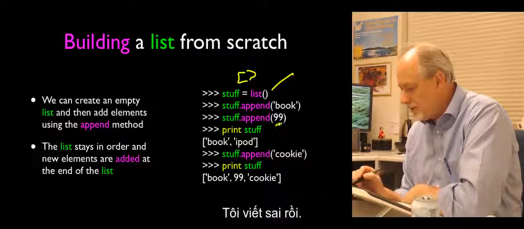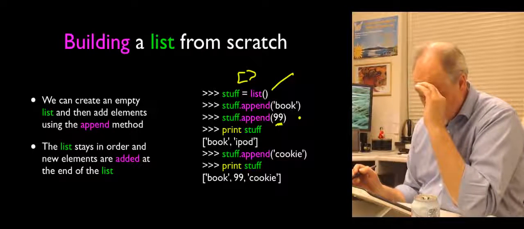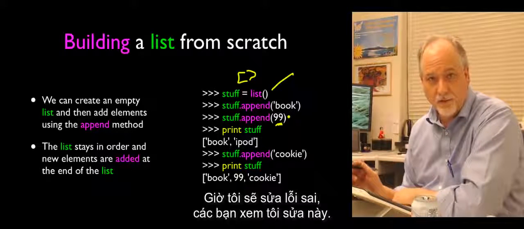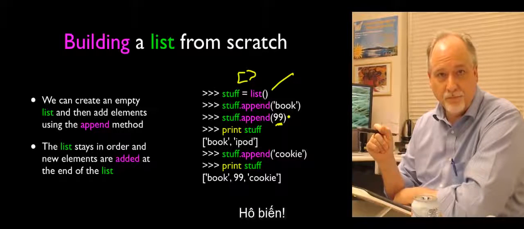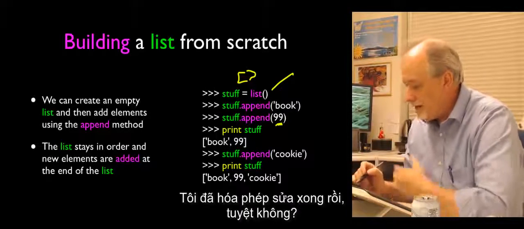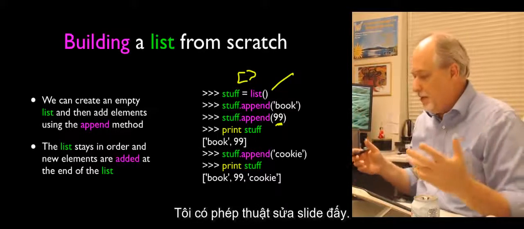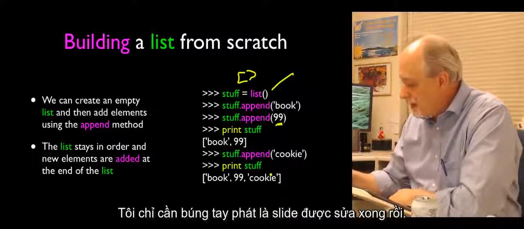99. Wait a sec. That's a mistake. So I have to fix this mistake. So watch me fix the mistake. Poof. Now my thing is magically fixed. Isn't that amazing? I have magic powers when it comes to slide fixing. I just snap my fingers and the slides are fixed.